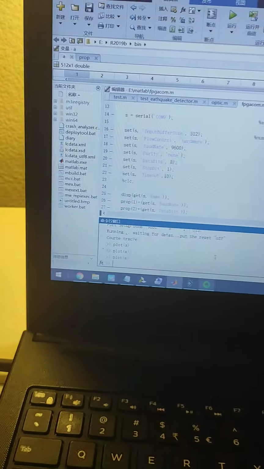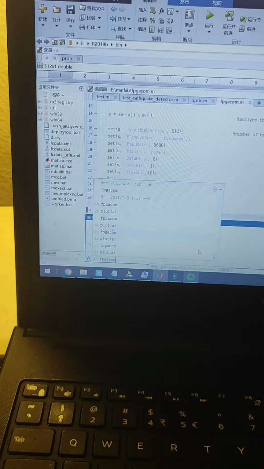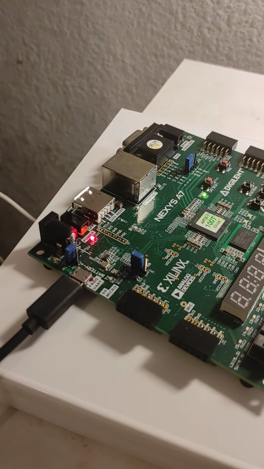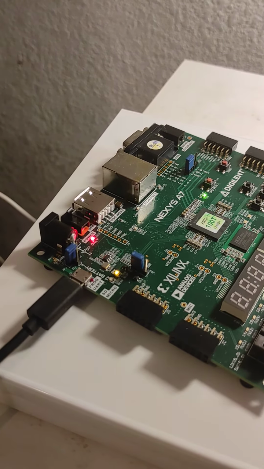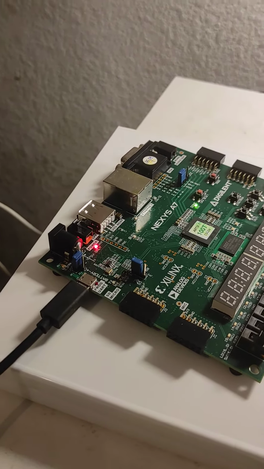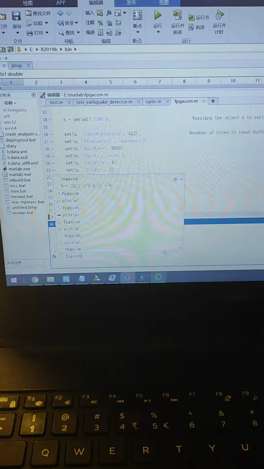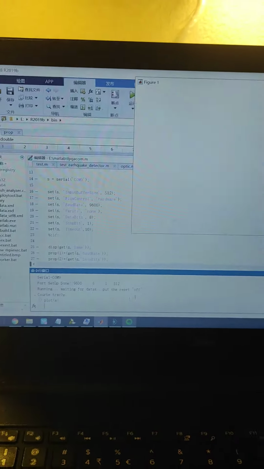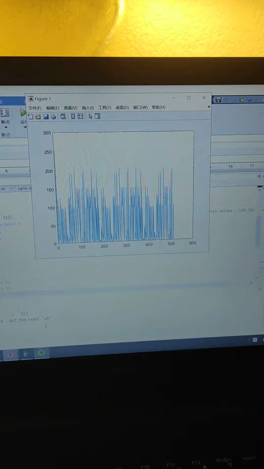Now I just say the RX LED. Okay, now I get the data and I plot it. That's the final answer.